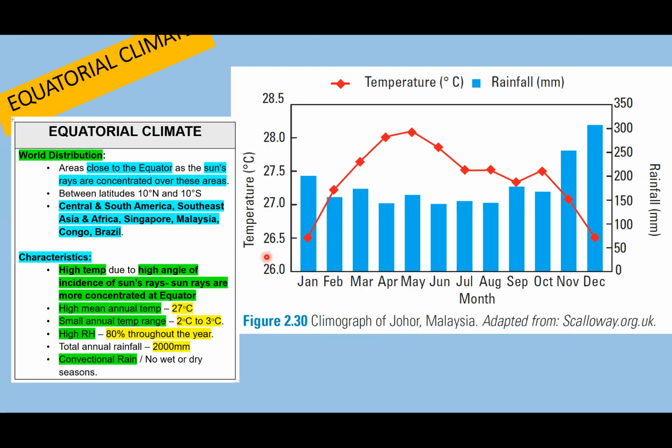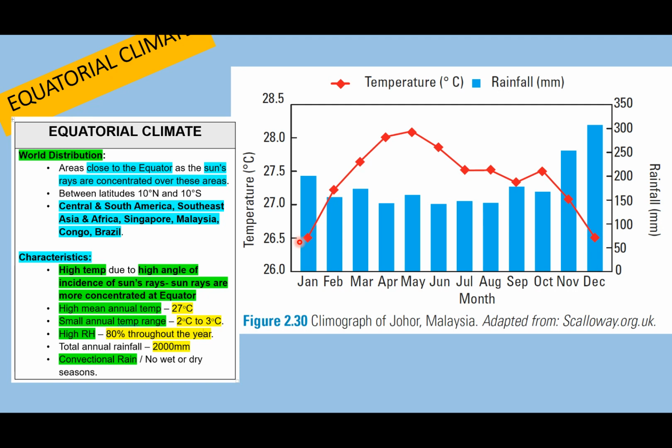Now, what's the characteristic? It's high temperature due to the high angle of incidence of sun rays. The sun rays are more concentrated at the equator. High mean annual temperature at 27 degrees Celsius. Small annual temperature range, 2 to 3 degrees. Let's look here. The maximum is about 28 and the minimum is about 26.5. So the annual temperature range is small, 28 minus 26.5, which is about 1.5 degrees Celsius.